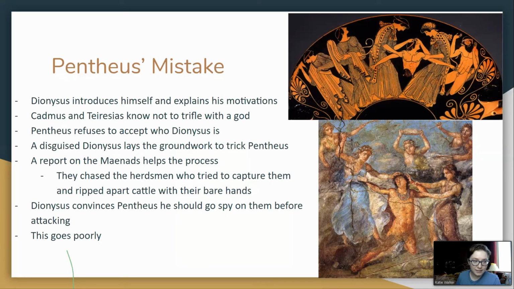Dionysus, who is obviously still trying to get vengeance for this entire situation, comes up with this extremely intricate plan where he disguises himself as a mortal, shows up and pretends to be a worshiper of himself. And Pentheus is like, you have caused all of these problems. You're a part of this, so I'm going to kill you.